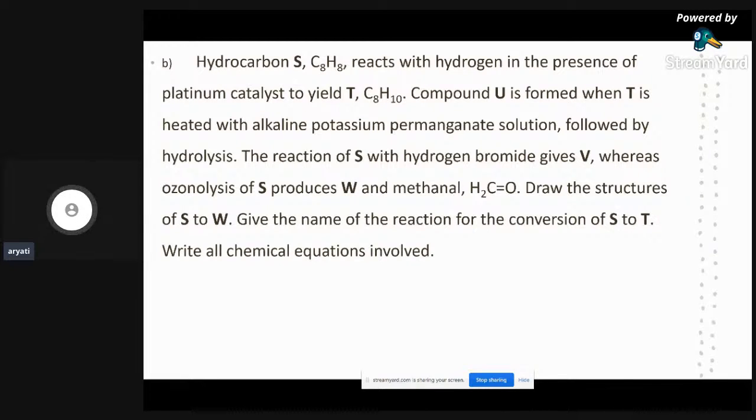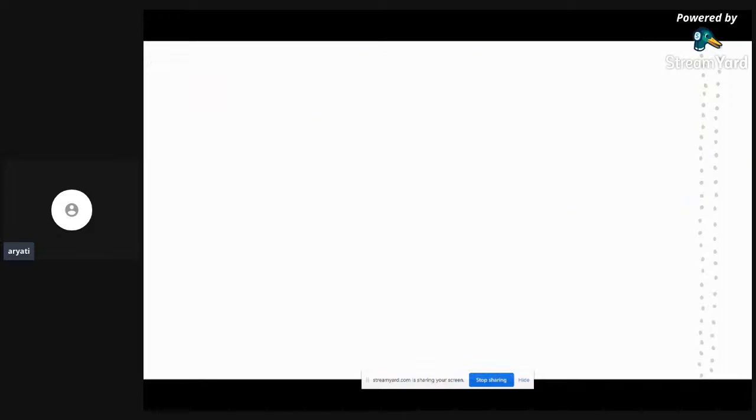So for questions like this, I advise you to convert it into a flow chart. Okay. So it says hydrocarbon S, so S with the formula C8H8, okay, reacts with hydrogen, so plus hydrogen in the presence of platinum as a catalyst, it will produce T, C8H10.